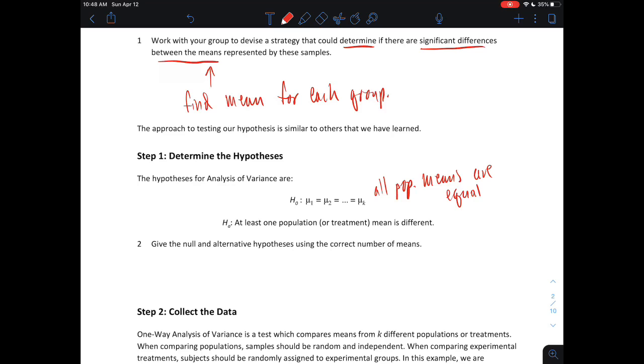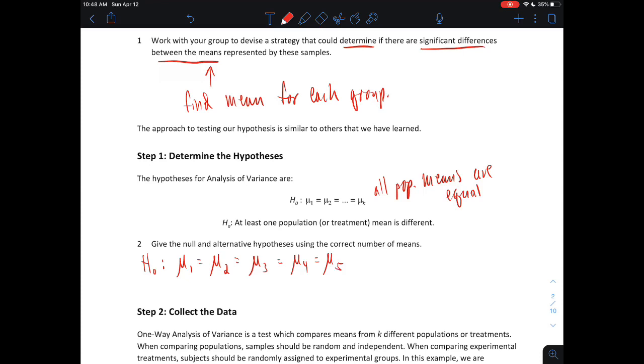So for number 2, give the null and alternative hypotheses using the correct number of means. This means that for our null hypothesis, just so you can understand how the symbols are being used above, we have 5 different treatment groups. So there's going to be 5 population means. So we would say mu sub 1 equal to mu sub 2 equal to mu sub 3 equal to mu sub 4 equal to mu sub 5.